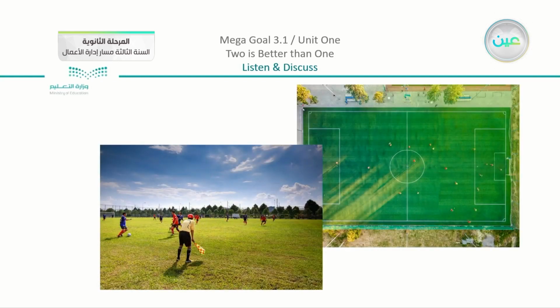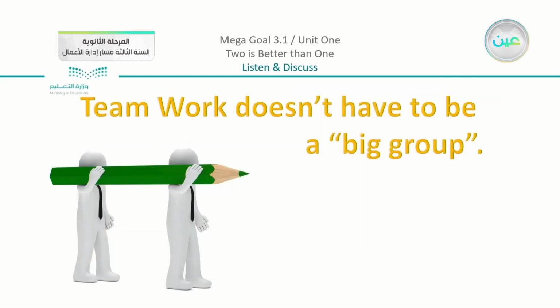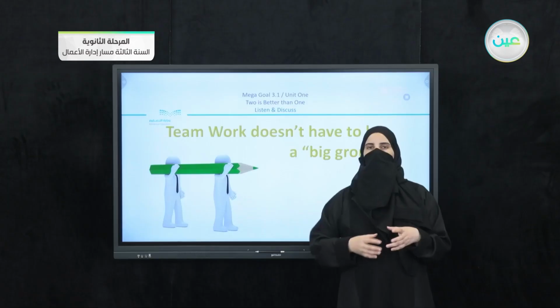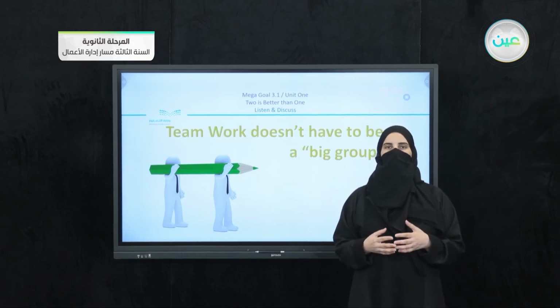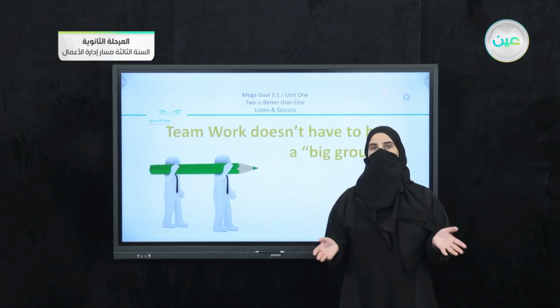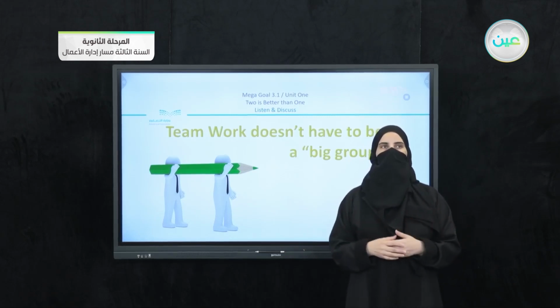Of course, we have sports, different teams. So teamwork doesn't have to be a big group. Now, this is something new also. We discussed the idea of 2 is better than 1, which is about teamwork, but we are going to go smaller now. And we have here, just to know that teams don't mean that they have to be a big number of people working together. Now, we can have small teams that work together.